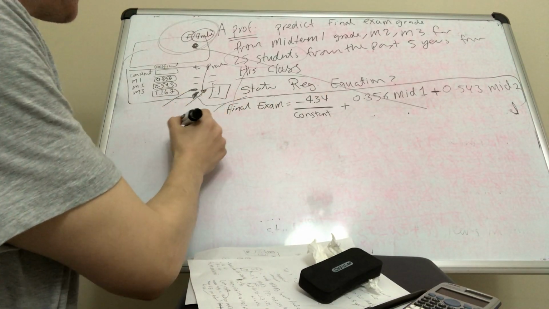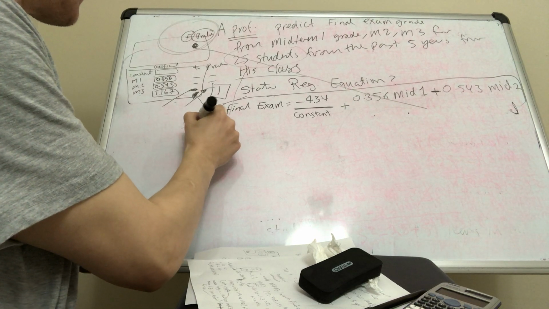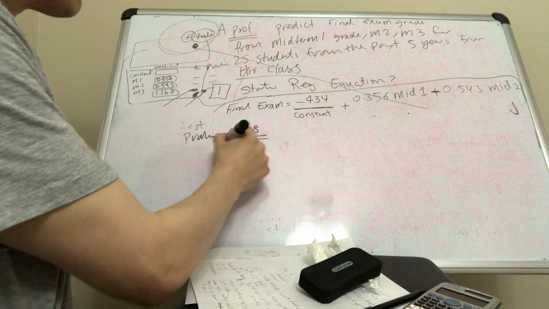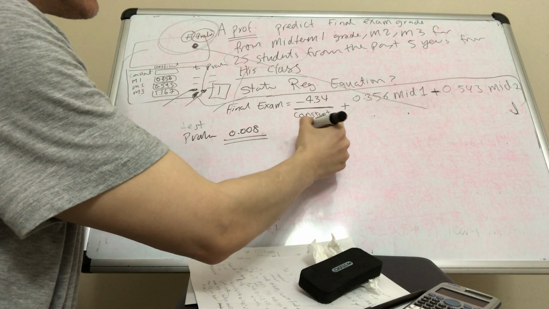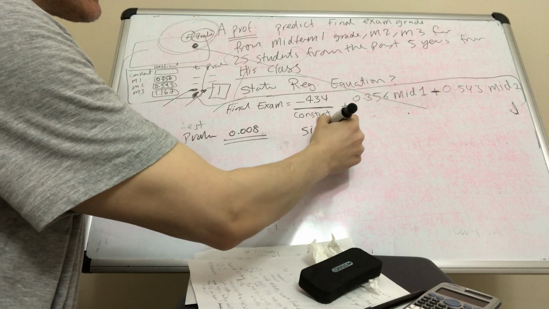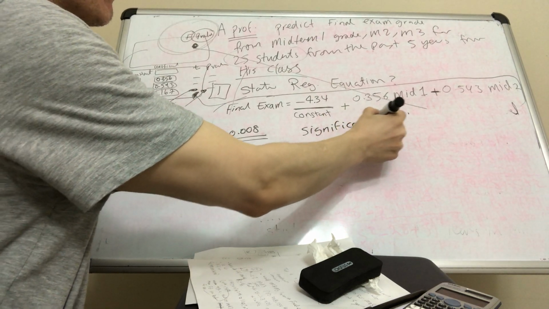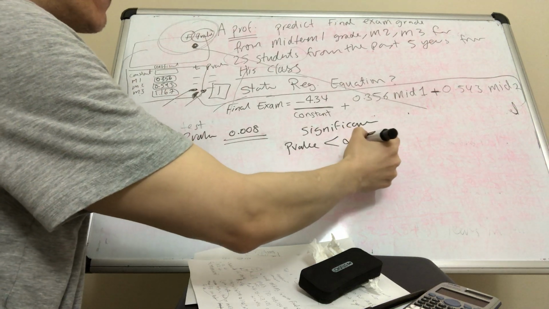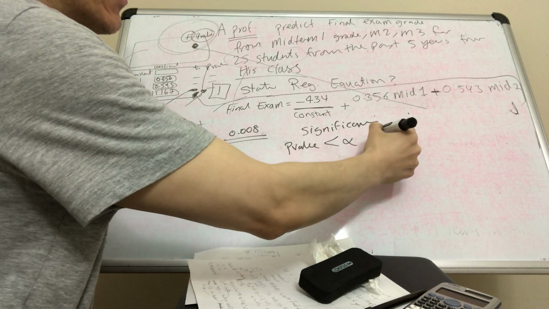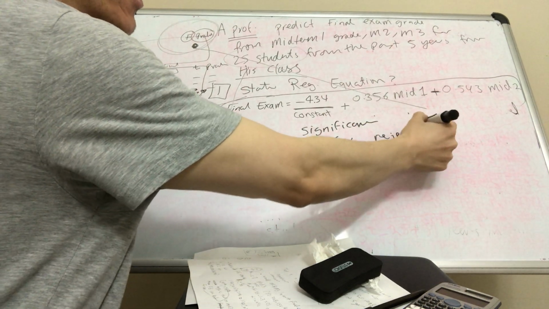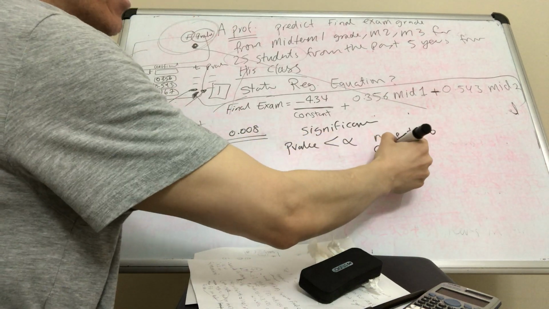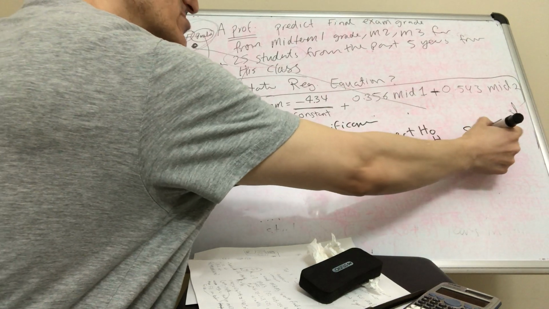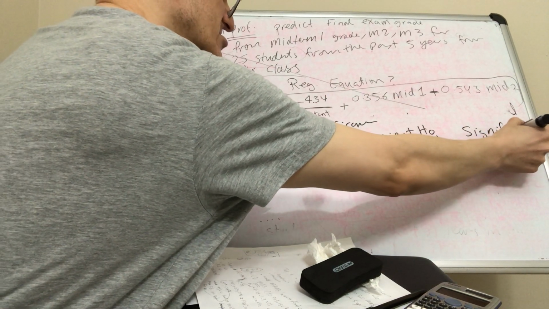So after the p-value and the test, p-value 0.008, they wanted to talk about the significance. Obviously the p-value is less than alpha, because alpha is 5%, so you would reject H0 and conclude HA. And the results, of course, are significant.